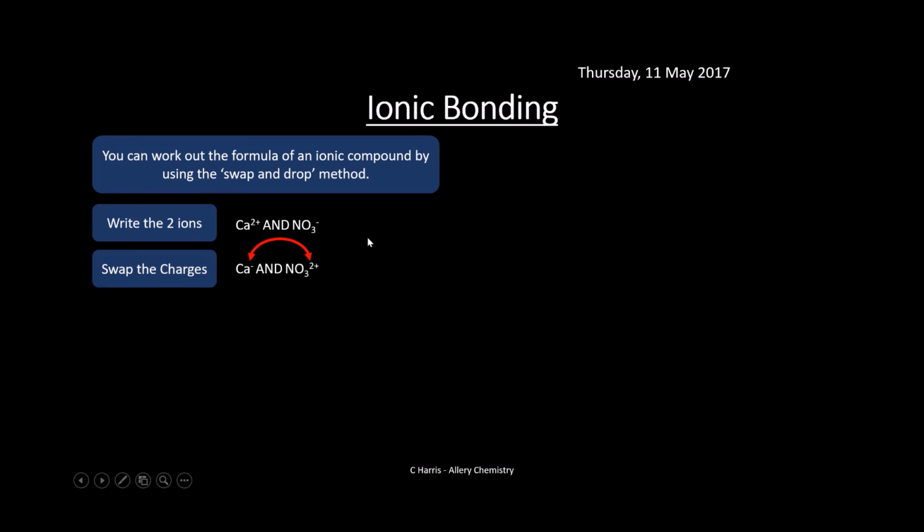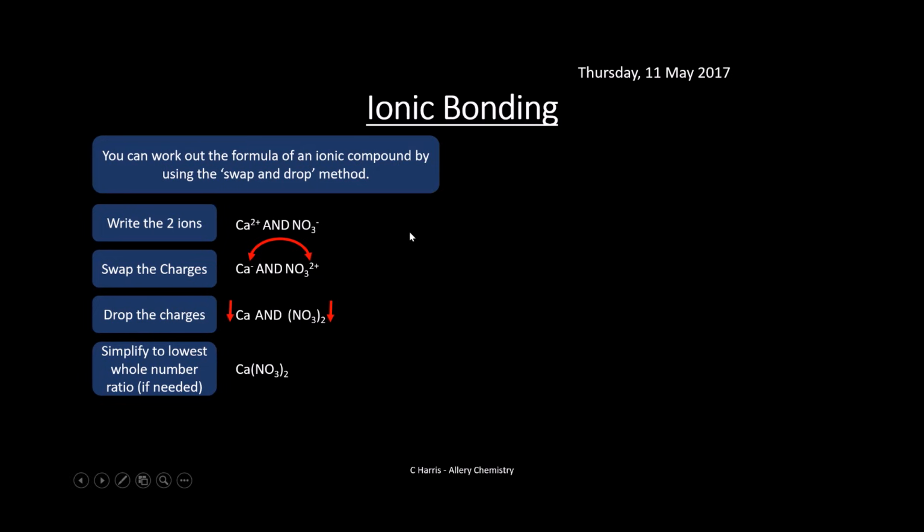We can work out the formula of ionic compounds by using something called a swap and drop method. The first thing we need to do is write our ions. There they are, calcium and nitrate, Ca2+, NO3-. Swap the charges over, and drop the charges. So we swap the 2+ and the minus over, get rid of the plus and the minus and keep the number, and drop them so they're subscript. So Ca, NO3 in brackets with 2 of them, because we want the full NO3 part. And we simplify to the whole number ratio. This is already in the whole number ratio, so we don't need to do anything with it.